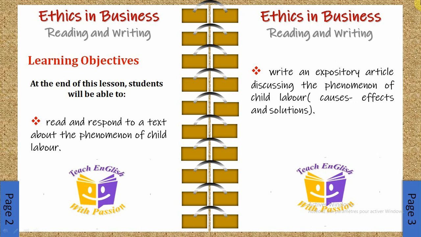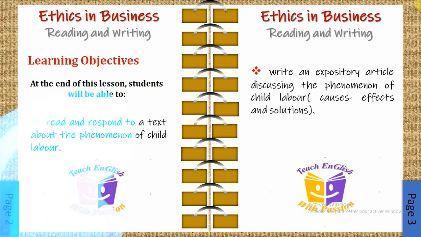So, let's go together through the learning objectives of this lesson. At the end of this lesson, learners will be able to read and respond to a text about the phenomenon of child labor. This serves as an enabling objective to help learners achieve the main objective, which is writing an expository article discussing the phenomenon of child labor, speaking about its causes, effects, and suggesting some solutions.